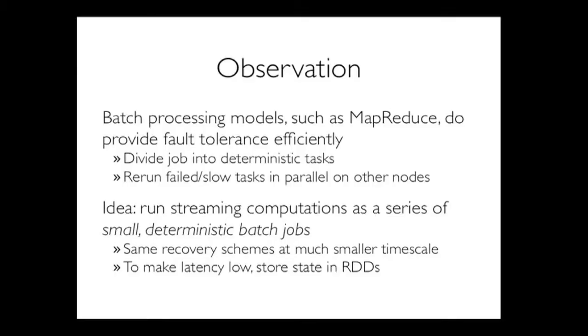Our observation here was to start with the batch processing models. We noticed that batch processing models like MapReduce or Spark, which I showed, actually have a really efficient way of providing fault tolerance, which is deterministic replay. Basically, these divide the application into deterministic tasks. And then when a machine fails, or even if it's slow, you can launch another copy of the task on a different machine and rebuild its output.